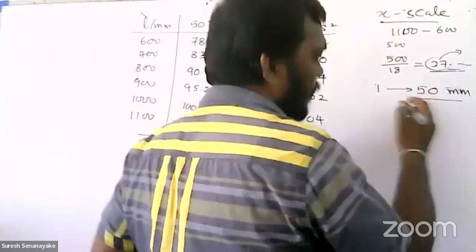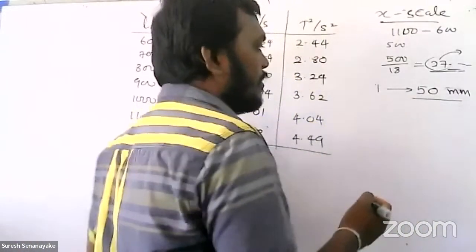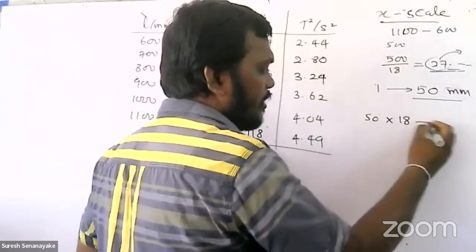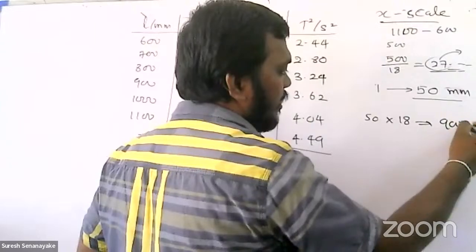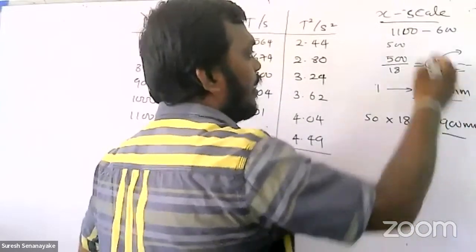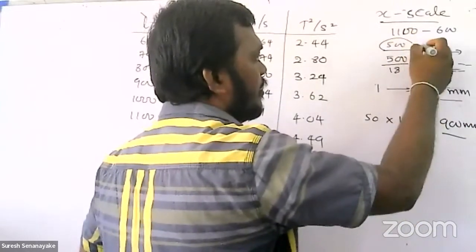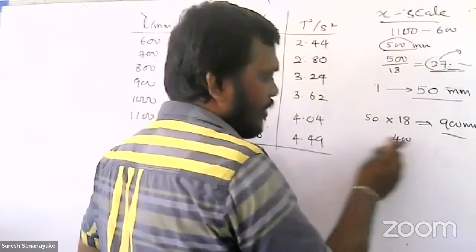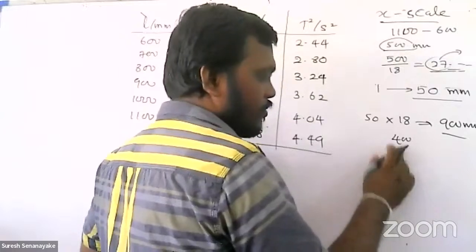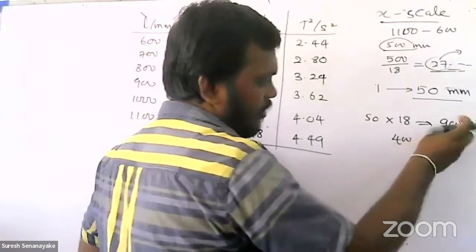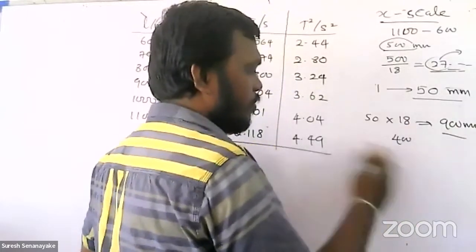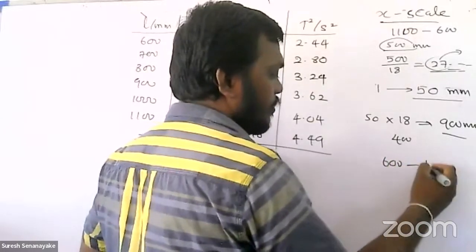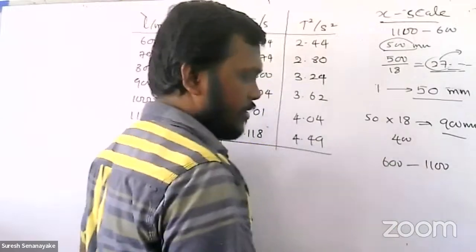So I'm taking this as 50 then. The problem is, when you choose this as 50, in 18 squares it can represent 900 millimeters. But our data range is only 500 millimeters. That means 400 more is there. So I'll divide this by 2 and give it to both sides of the scale. Let's say we have to mark it from 600 to 1100.